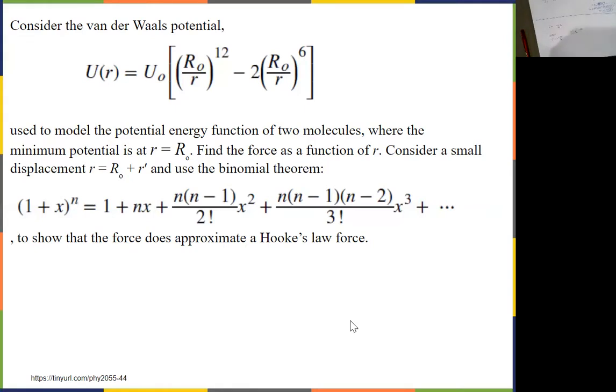So I think this one might be a little bit challenging, so I will just show you guys the solution here. Okay. So it says R is equal to, just stop sharing for now. So in the problem, it stated that r is equal to r naught plus r prime, where r prime is a small number.